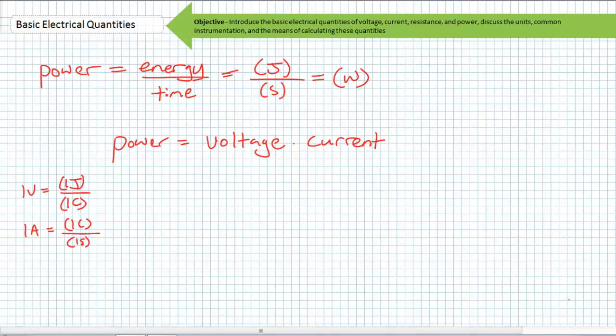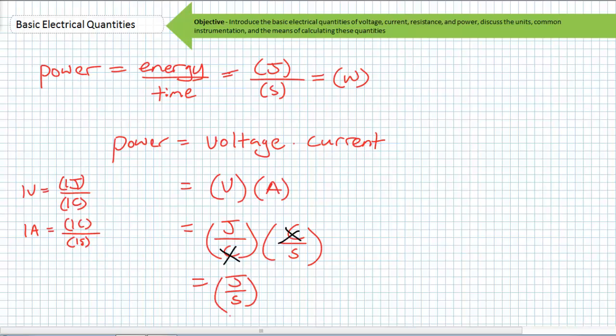In terms of units, when we multiply voltage times current, what we're actually doing is multiplying a joule per coulomb times a coulomb per second. The coulombs cancel out, and we're left with units of joules per second, which again is energy per unit time, or power, where 1 joule per second is equivalent to the unit of power known as a watt.